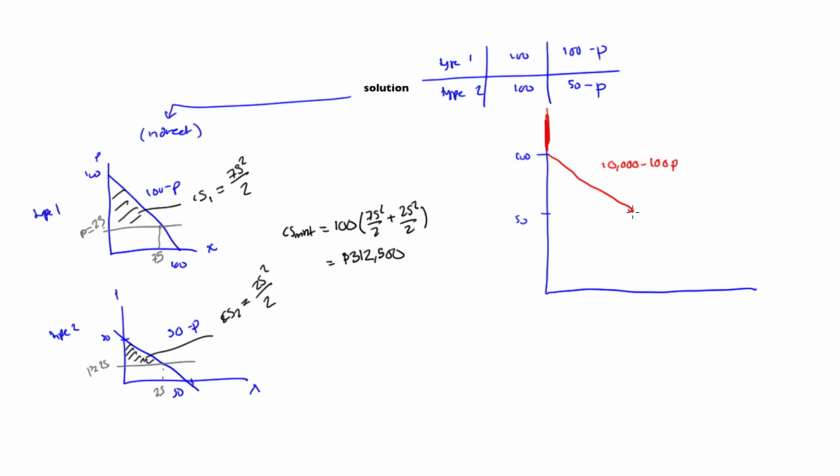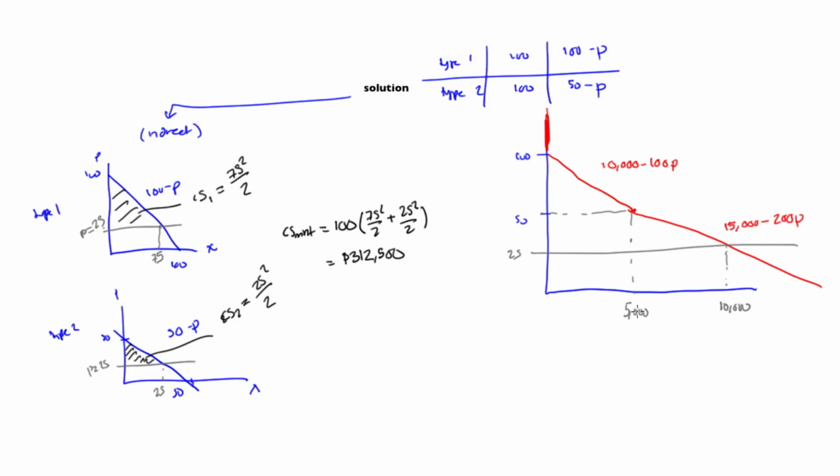Now when we reach 50, both of them buy, this flattens, and the equation is 100 times this plus 100 times this, which is equal to 15,000 minus 200p. That is the demand in that region. Now, at a price of 25, the demand is 10,000 total units. For reference, at a price of 50, the demand is 5,000 units.